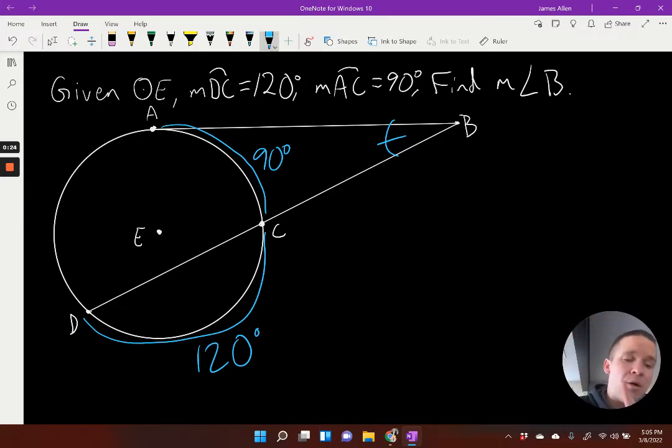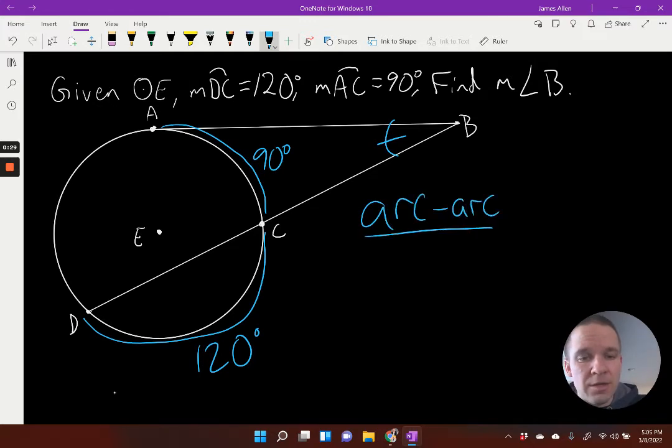All right, now an out angle follows the formula of arc minus arc divided by 2 is going to equal that angle. And obviously it's got to be the large arc minus the small arc. Otherwise, we're going to get a negative answer. That's not right. Okay, can't have a negative angle measure in the context of geometry.